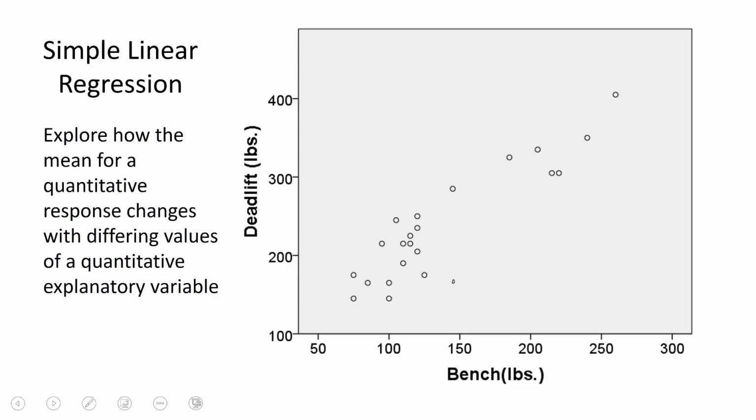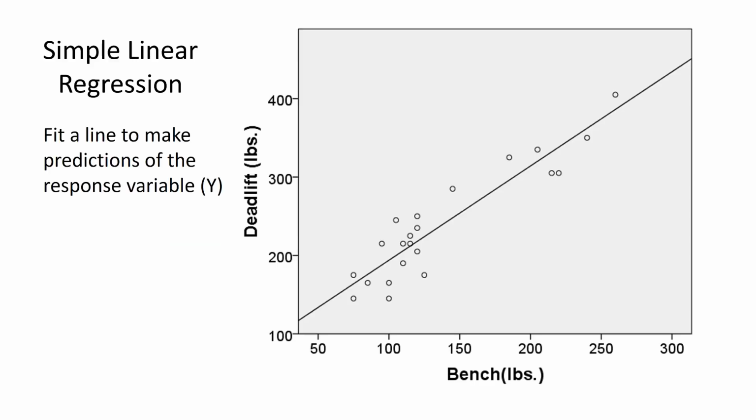Simple linear regression is what we just finished, and that explored how the mean for a quantitative response changes with differing values of a quantitative explanatory variable. For instance, we were working with this data set on predicting deadlift personal records from bench press personal records. And we fitted a straight line through to explain the relationship, and we used that line to make predictions of our response variable y, or deadlift.